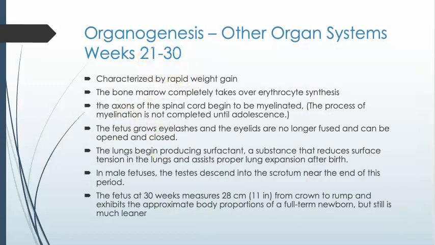Weeks 21 to 30, these are mostly characterized by rapid weight gain. Our bone marrow has now taken over completely for red blood cell production. The myelin sheath in the nervous system is being produced. Interestingly enough, it continues during our growth until adolescence. The eyelids are no longer fused. You can actually start seeing eyelashes. Lungs are finally producing a surfactant that will help them open and close upon birth. The testes will descend into the scrotum if it is male.